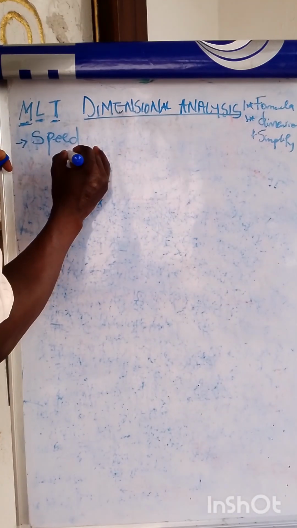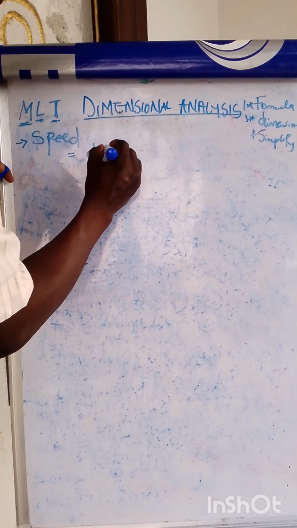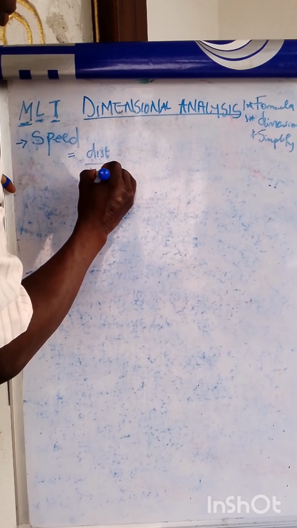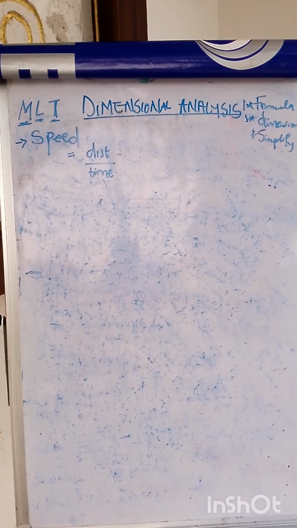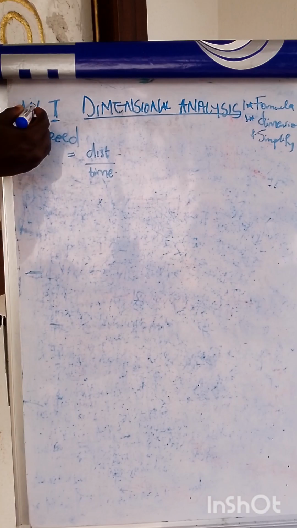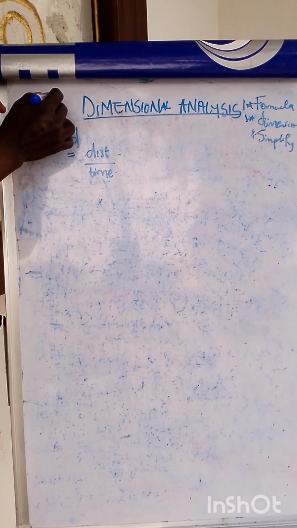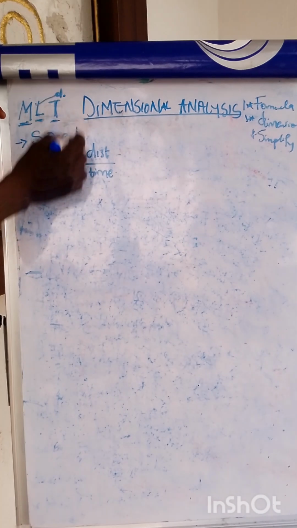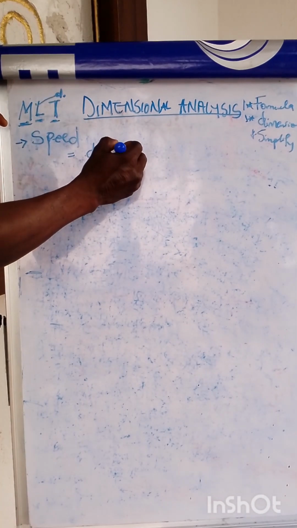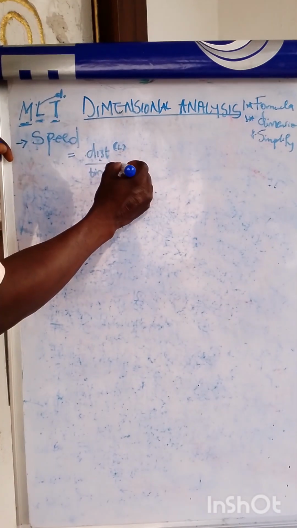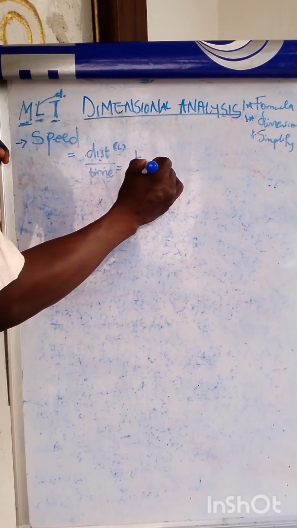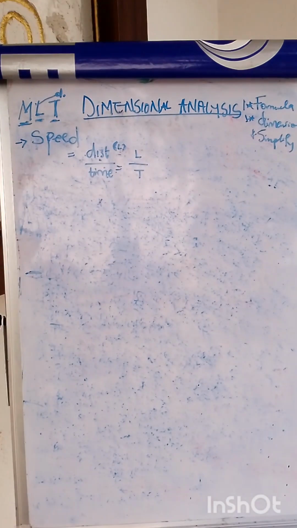Our speed is the rate of change of our distance with time. Are you with me? And I told you that length is actually what we use. Anywhere you say distance, you will replace it with length. Please don't forget length. That means you are having your L over T.